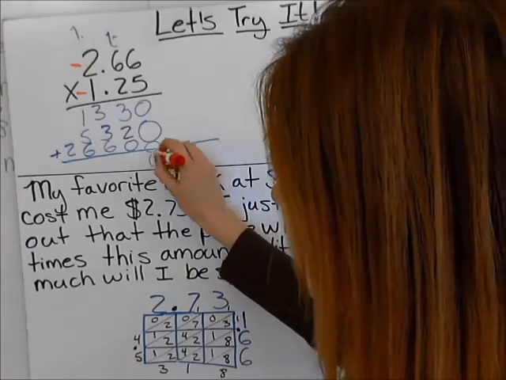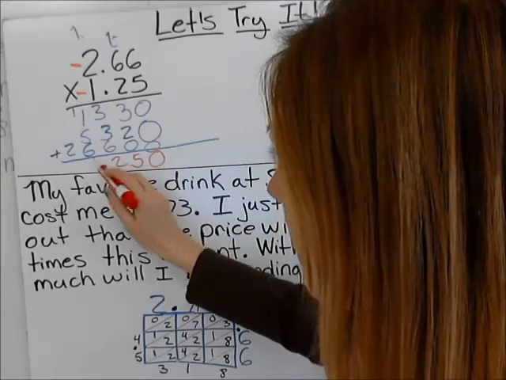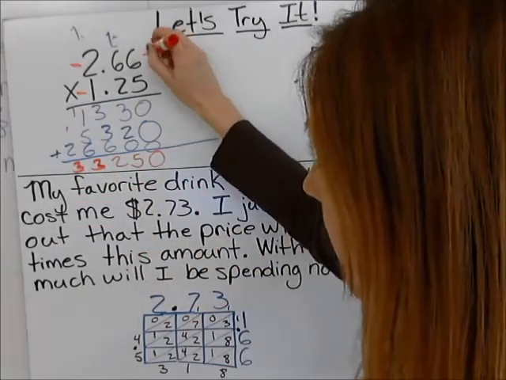And I get 0, 5, 12, 13, 3. I have 2 decimal places here.